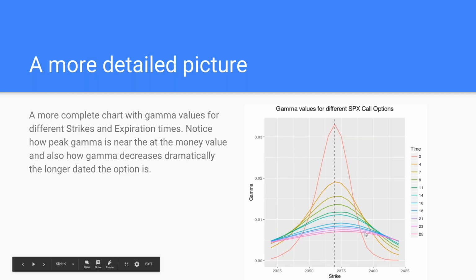So if you're short gamma, just make sure that you are short peak gamma. Anyway, I spent too much time on this chart, but that's kind of the idea.